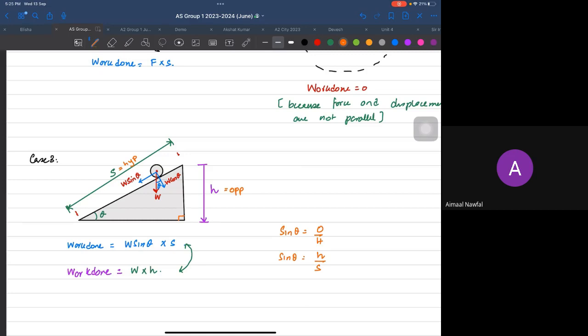Now check this out. If I replace this sine theta with this sine theta, it's going to be W times h over s, so I placed it, times s. So ultimately you see it is going to give me the same value as this. It doesn't matter. You just need to look at the right height or the distance, because when you find that distance which is parallel to the force, you can easily find work done by just multiplying those.